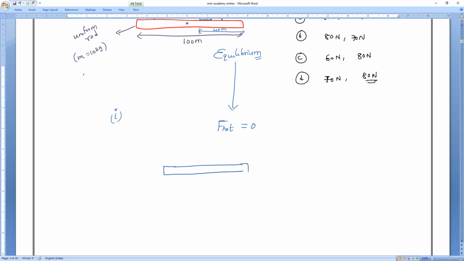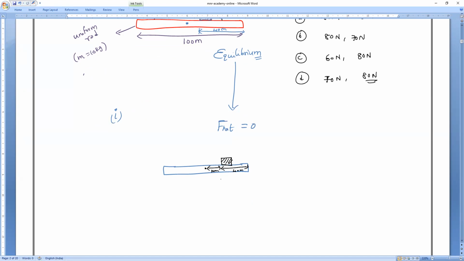Uniform rod. And there is another body kept on it, 10 meters from the center of mass. The remaining is 10 meters, correct? From end to end, it is 40 meters. Okay, clear? Everybody, please respond.